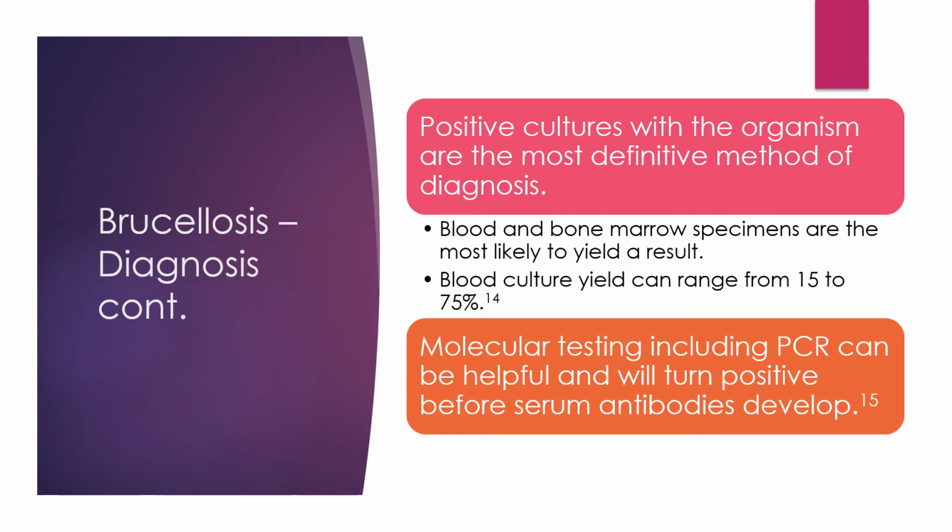Clearly, positive cultures are the best method of diagnosis if they are ultimately positive, and blood and bone marrow specimens appear to have the highest yield. Blood culture yield is variable, but in studies has been described ranging from 15 to 75%. And molecular testing has been described, PCR from blood or from tissue specimens, and PCR clearly can develop before serum antibodies develop.